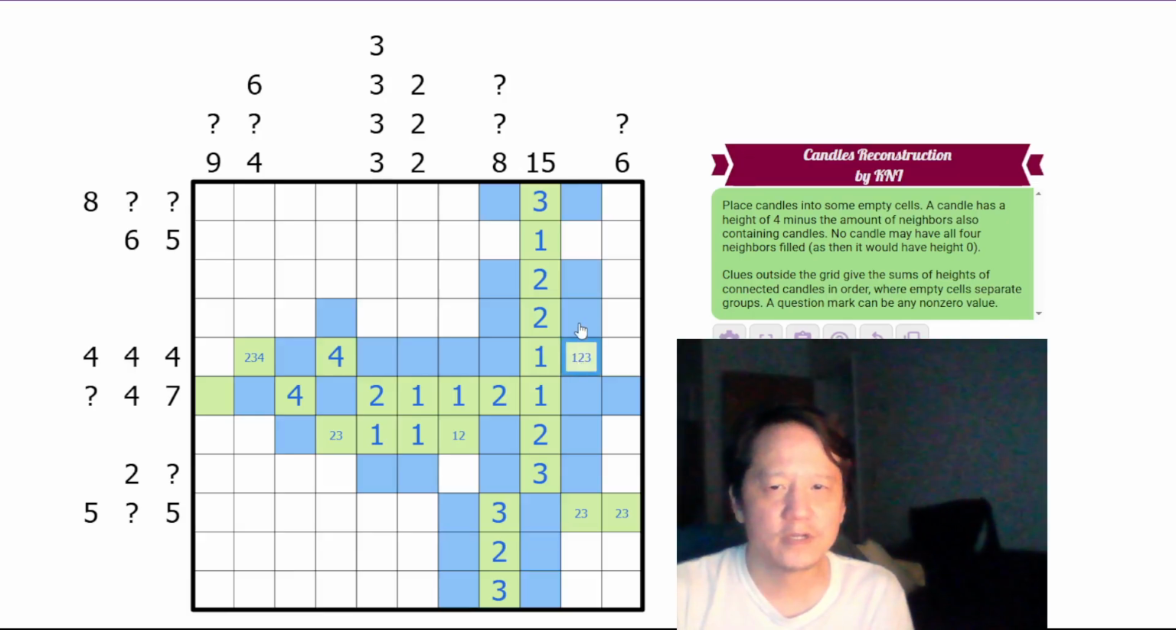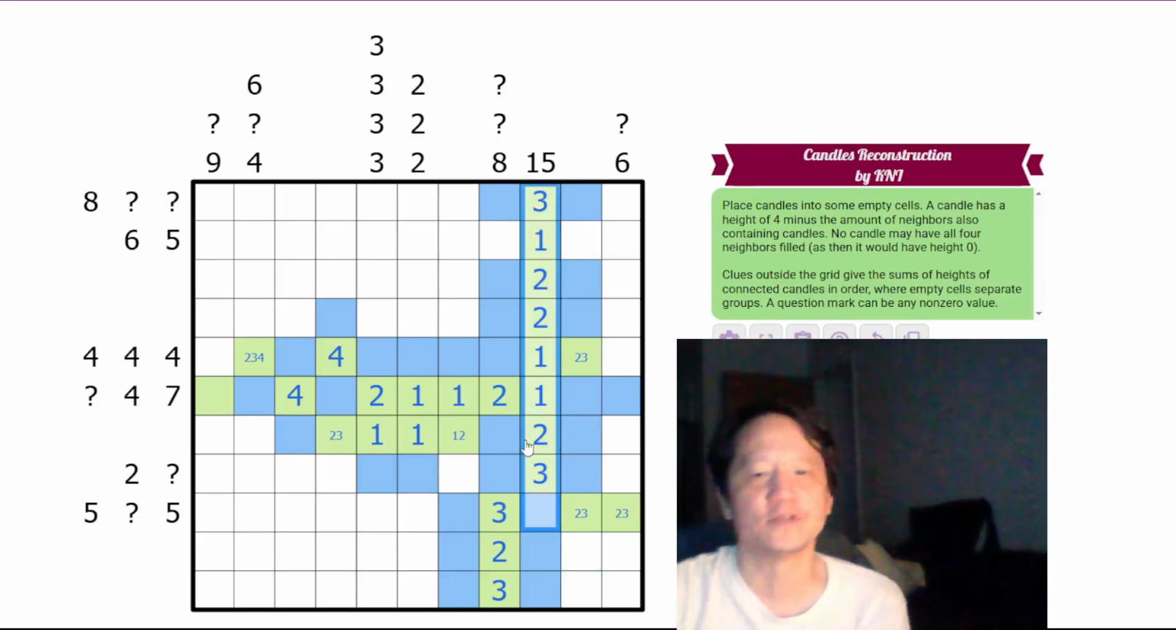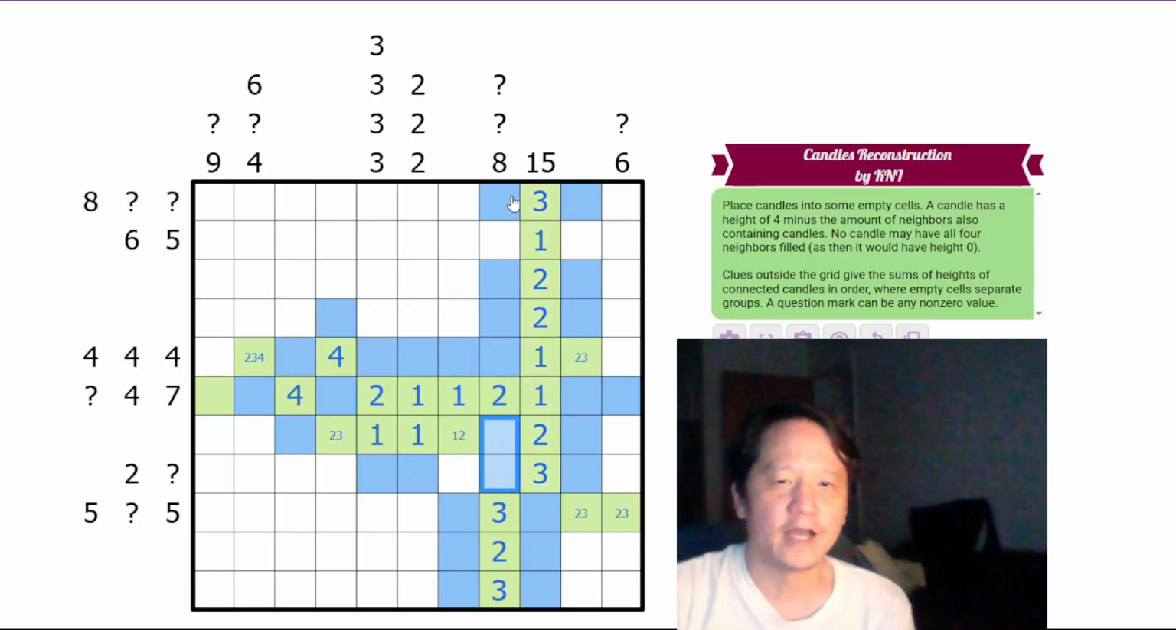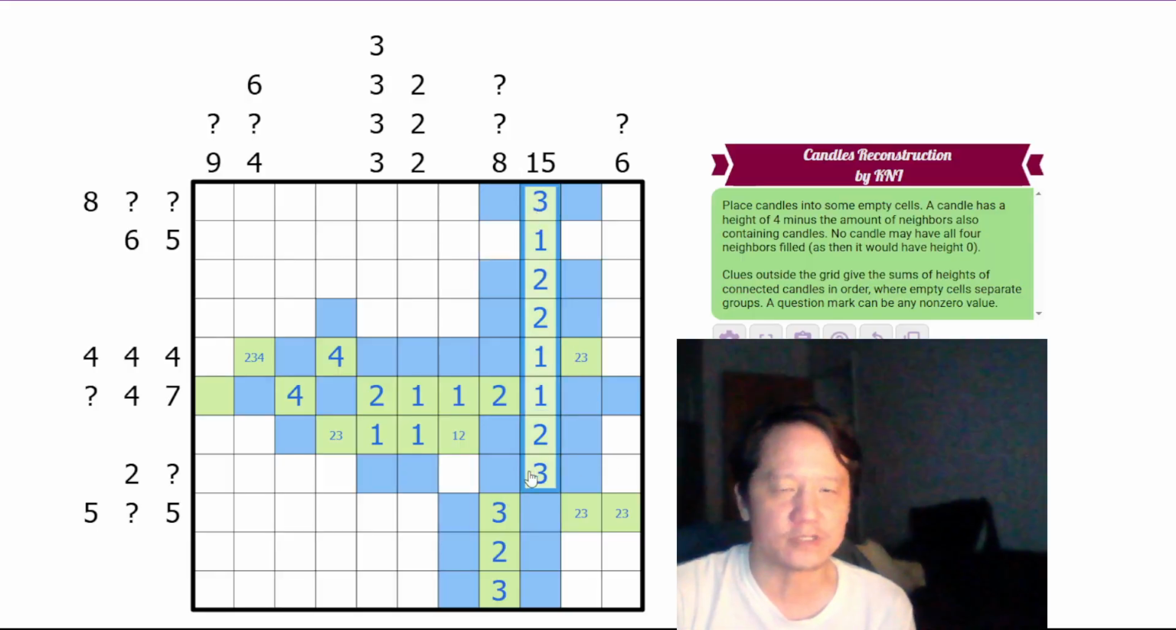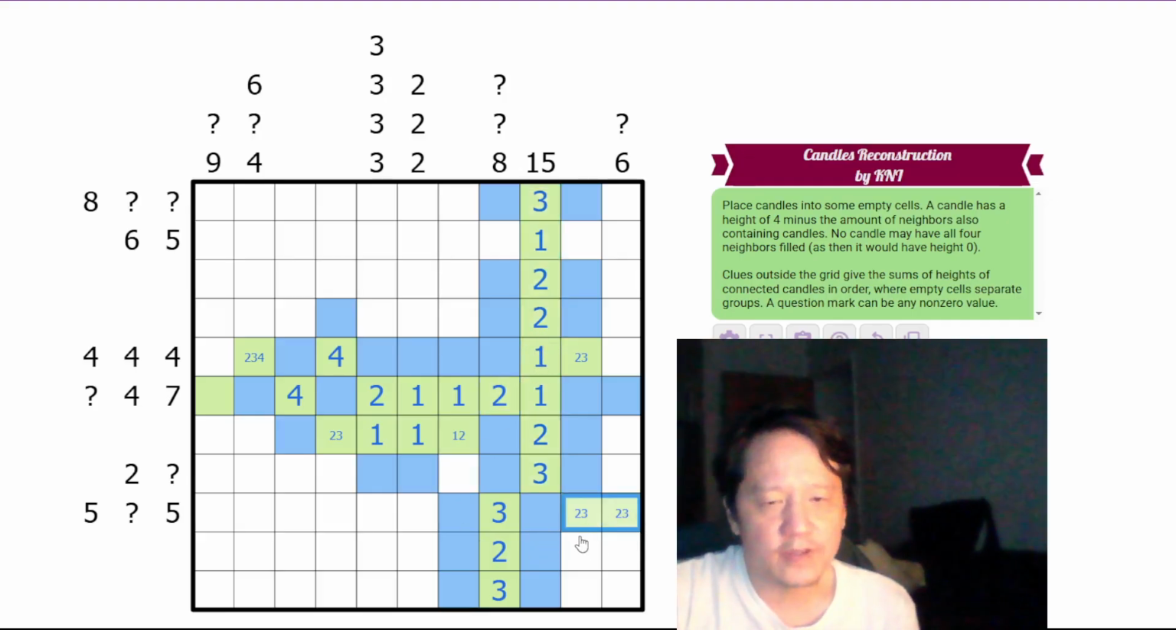This has neighbors without candles, so this cannot be 1. So that's the reason why I went down a different path to try to disprove it, because I noticed that this actually looked like it was a solution. So we have 5 here.